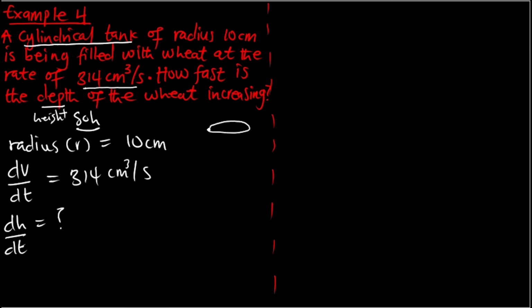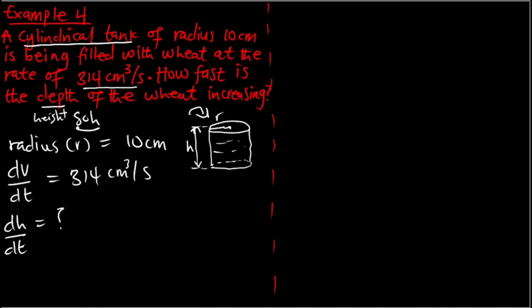We have this cylindrical tank. This is the tank, and this is the height, h, and this is the radius, r. Are we good? And this is filled with what? Wheat. It is filled with wheat, at the rate of 314 centimeter cube per second. We want to know how fast the depth of the wheat is increasing as we continue filling. How fast is it increasing? That's what we want. And the radius is giving us what?